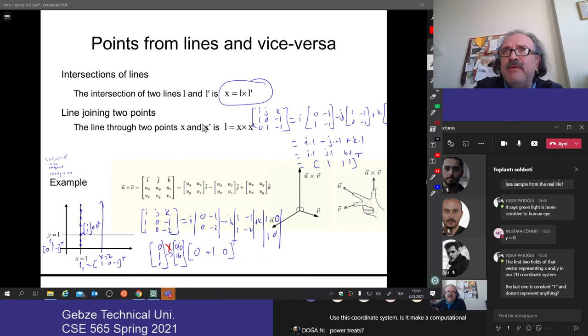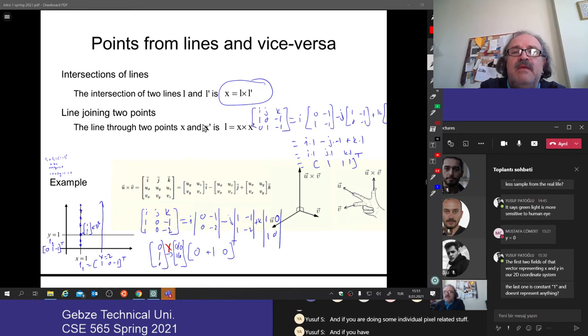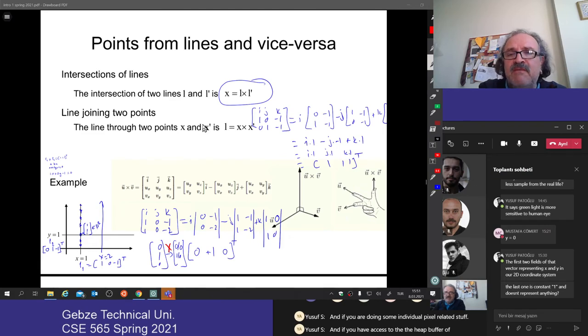No. Well, usually no. Switching to a homogeneous coordinate system makes writing those kinds of programs more convenient, easier. But computationally, you have to do the same thing. Usually, if you are using the Python interface, Python is a very slow language compared to C++. Everything in OpenCV is written using C and C++, and if you are doing some individual pixel related stuff, and if you have access to the heap buffer of the pixels, with C and C++ you can use pointers to iterate over the pixels. That would make it much faster.